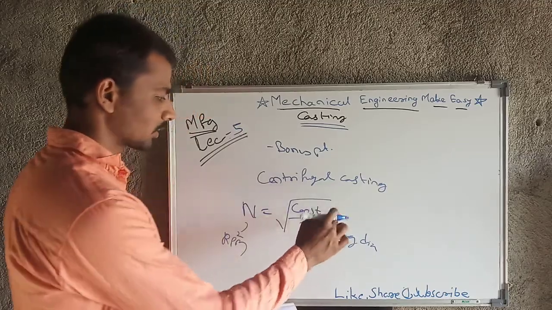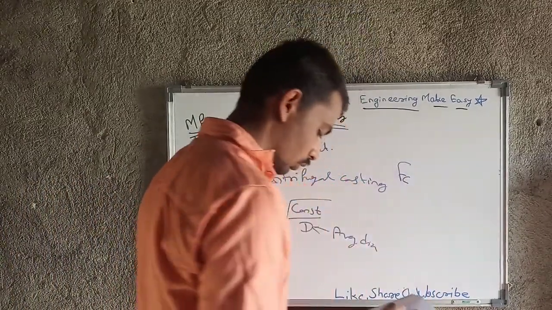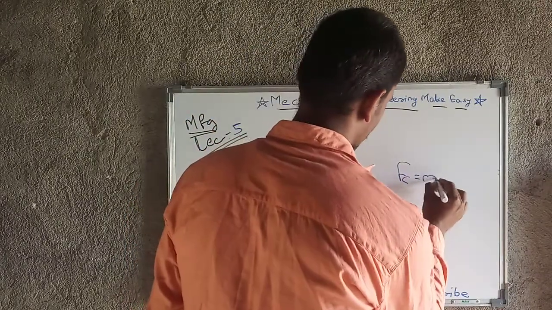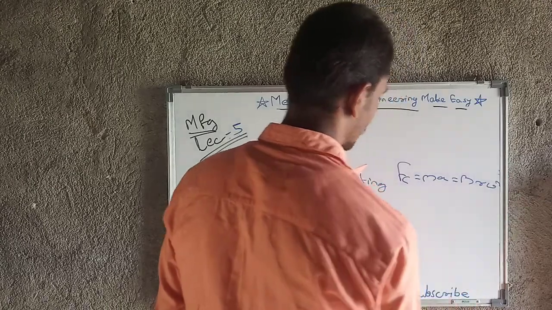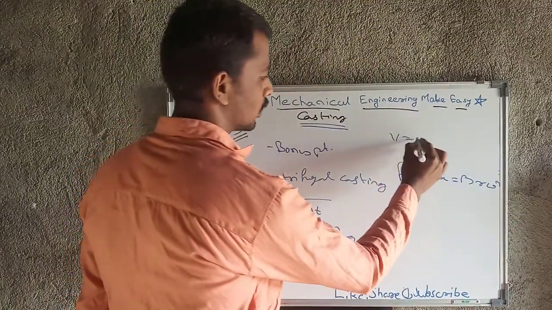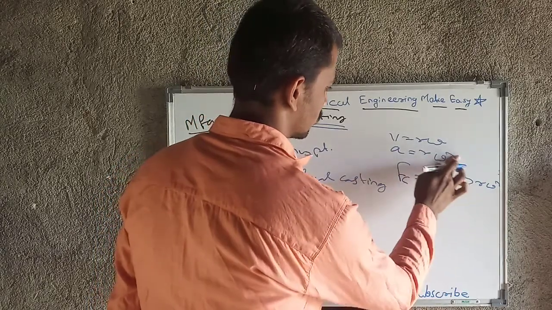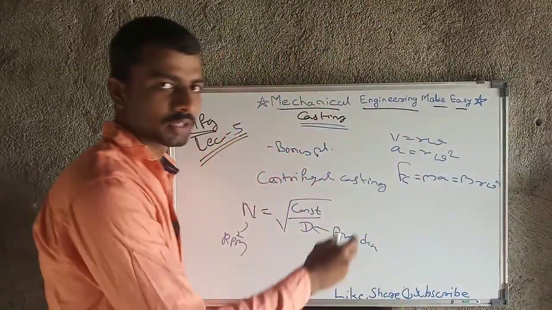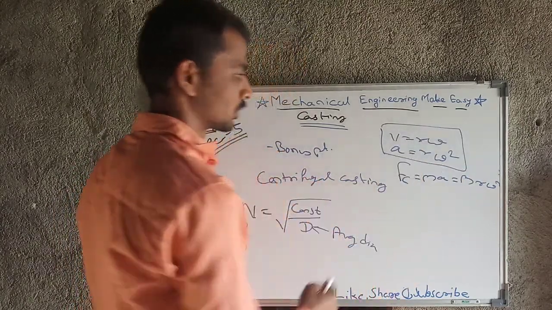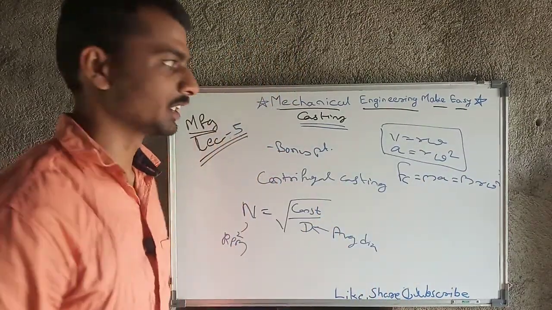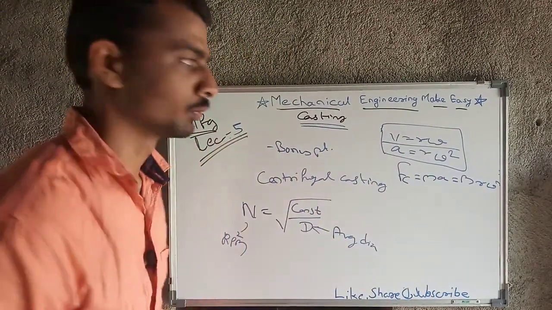And another formula for centrifugal casting is centrifugal force, which is equal to mass into acceleration, which is equal to m r omega square. As we know, v is equal to r omega and a is equal to r omega square. So we have only replaced that a with r omega square, and this is very basic. I think we have studied it in mechanics in first year. If you don't know, then you can comment and I will give you an idea of that also.